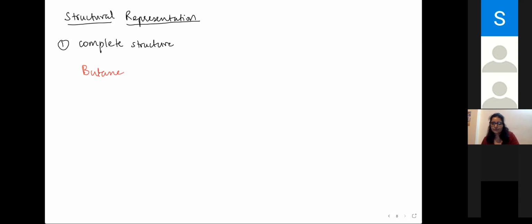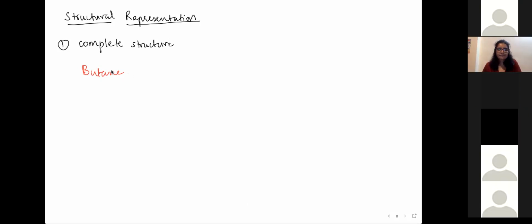Do you guys remember what is butane? C4H10. Nice, you remember it. Good. C4H10. So 4 carbon atom member is butane, all single bonds. It's a hydrocarbon. So complete structure mein, this is how you represent it. So again, for all the different types of representations, I'll take butane only.